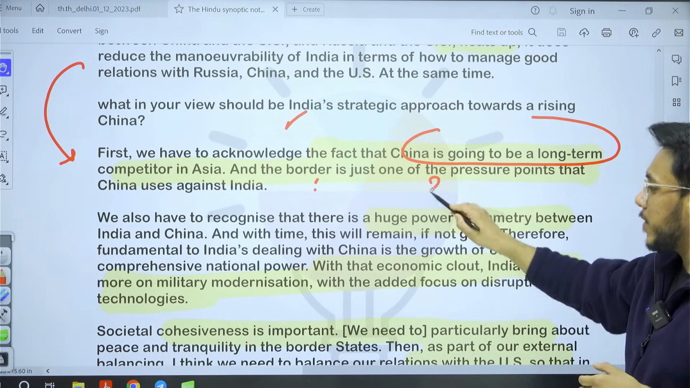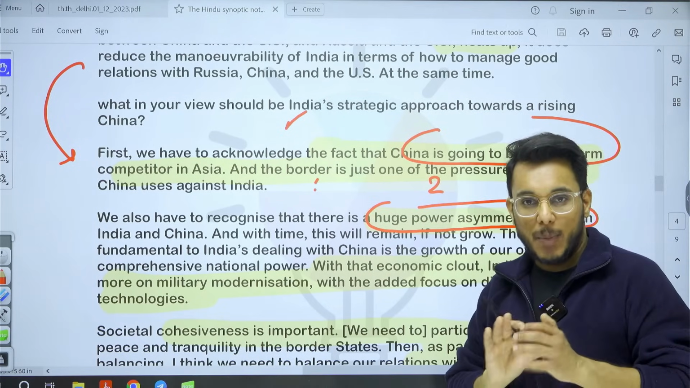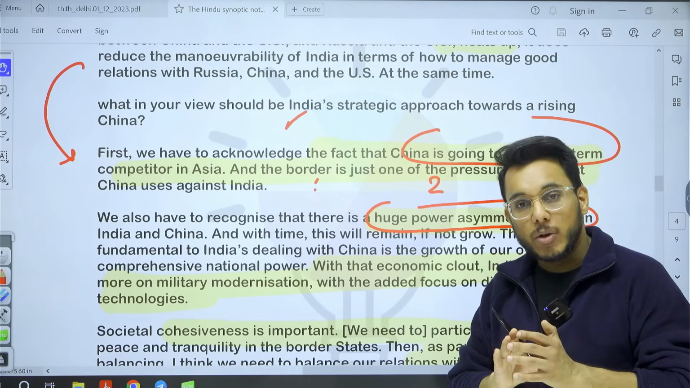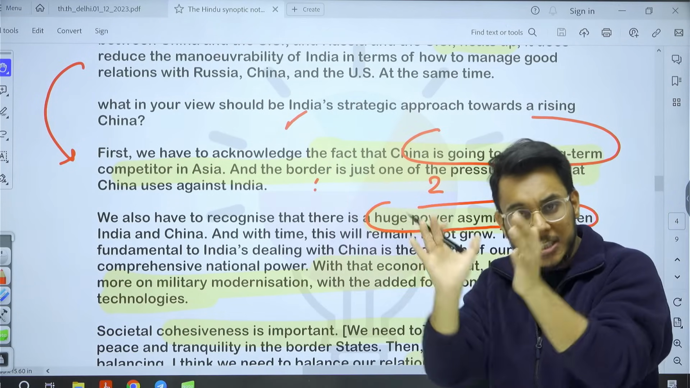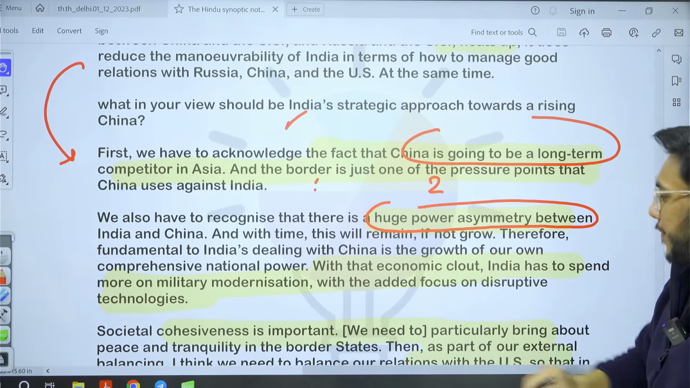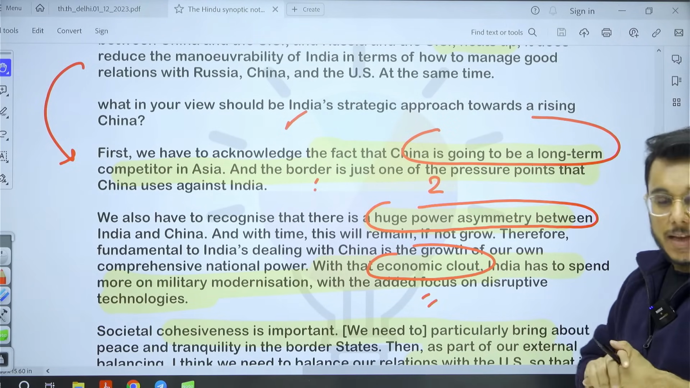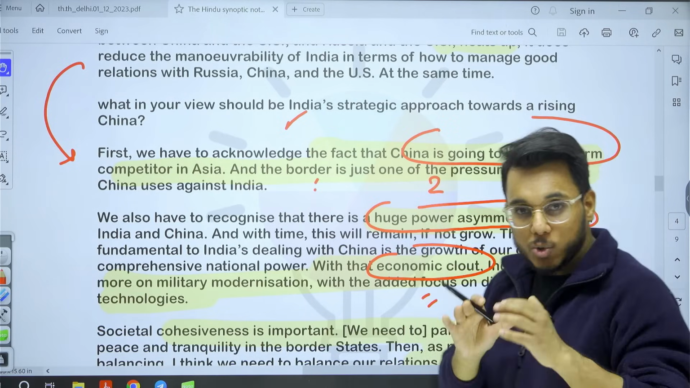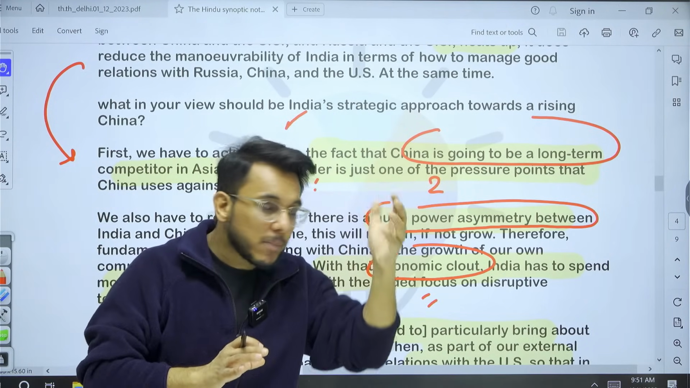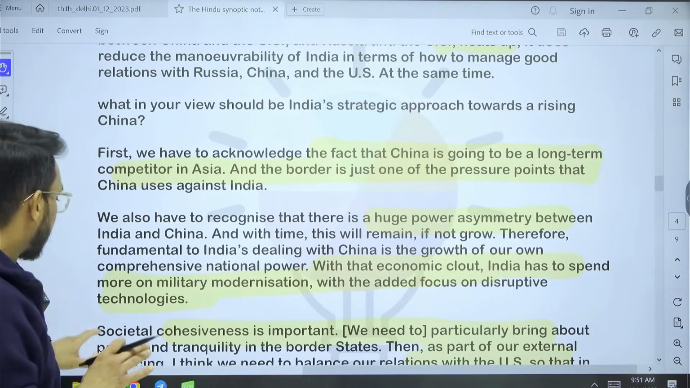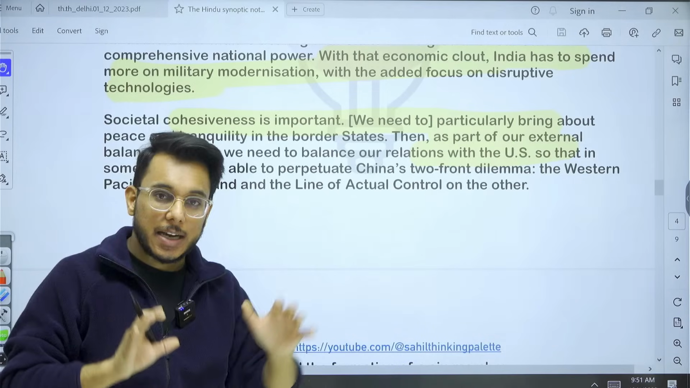Then secondly, guys, we also need to understand that there is a huge power asymmetry between India and China. This asymmetry, if not increasing, will stay there for a considerable period of time. Now India at the same time is also becoming economically powerful. Economic clout of India is also increasing. So India needs to ensure that as its economic clout is increasing, it should invest more on the modernization of our defense forces. And at the same time, internally as well as externally, India has to respond.